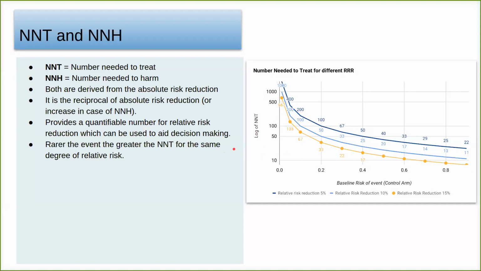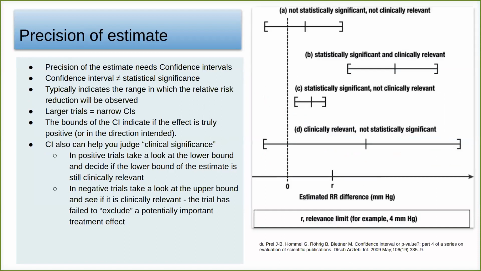So therefore, from your perspective, when you are trying to use this evidence, it is important to understand the absolute reduction in the risk and try to convert it into a number needed to treat so that you get an idea of how useful this intervention really can be. In addition to this, you also need to understand the precision by which this estimate was obtained. And typically, what we need to have is the confidence intervals.